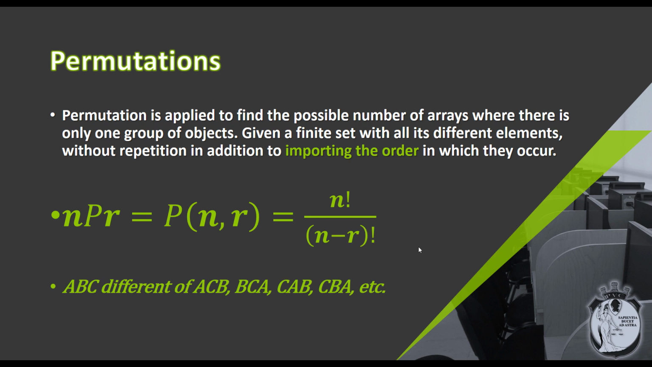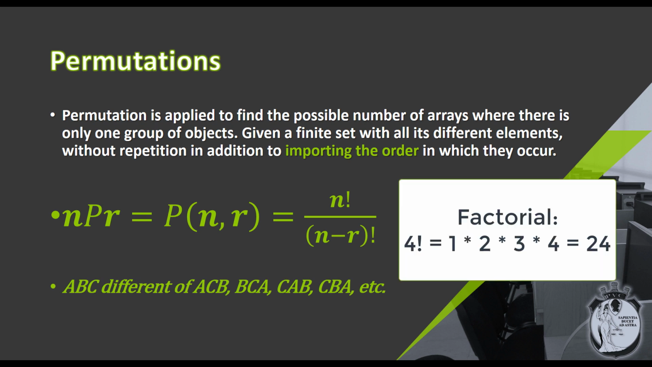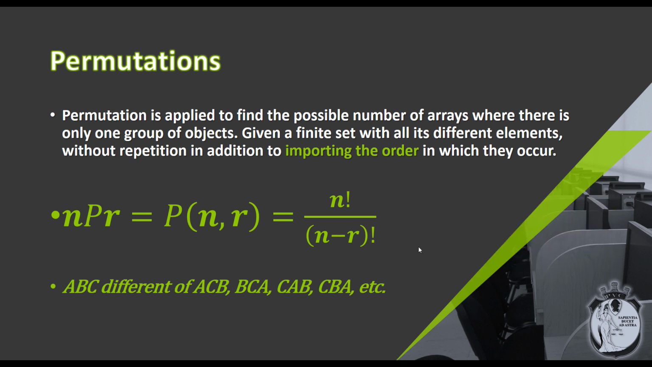Okay, the factorial is a multiplication of consecutive numbers. For example, if you have the factorial of 4, you need to multiply 1 times 2 times 3 times 4, which equals 24. This is the meaning of the factorial operation.